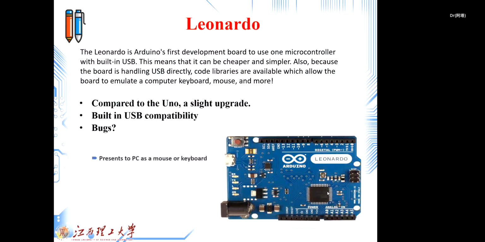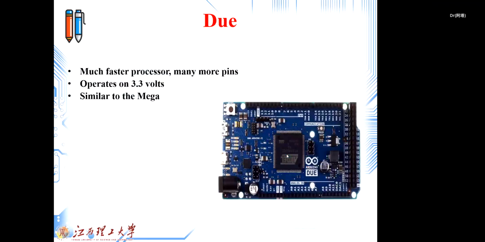Leonardo is another one, but the nice thing in Leonardo was the built-in USB compatibility, and compared to Uno, it's a slight upgrade, but I can say that Leonardo was not a successful product. It even can connect to a PC as a mouse or keyboard, and you can connect it. But on the whole, it was not successful compared to Uno.